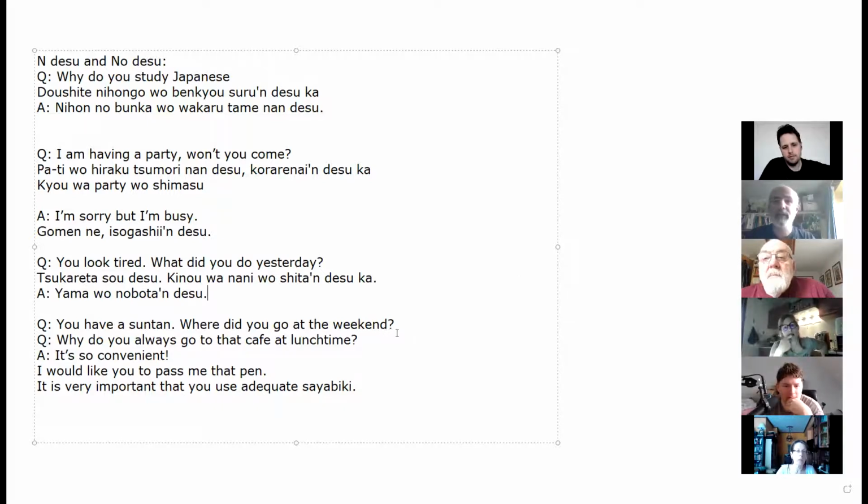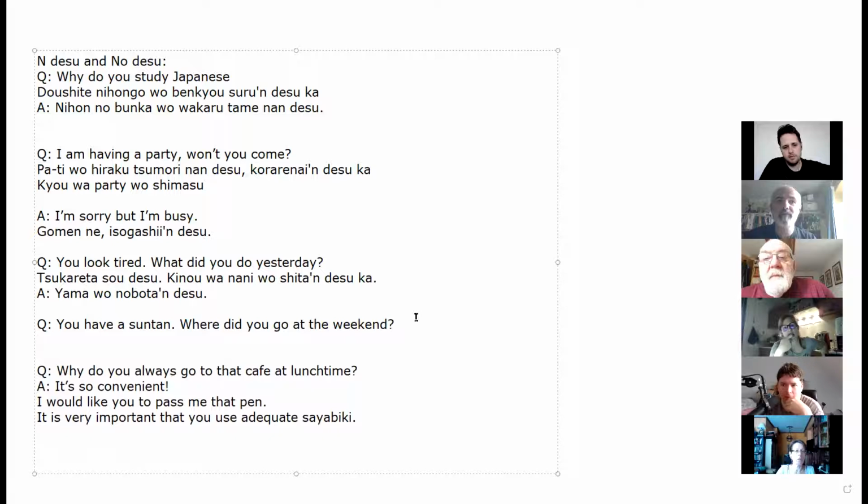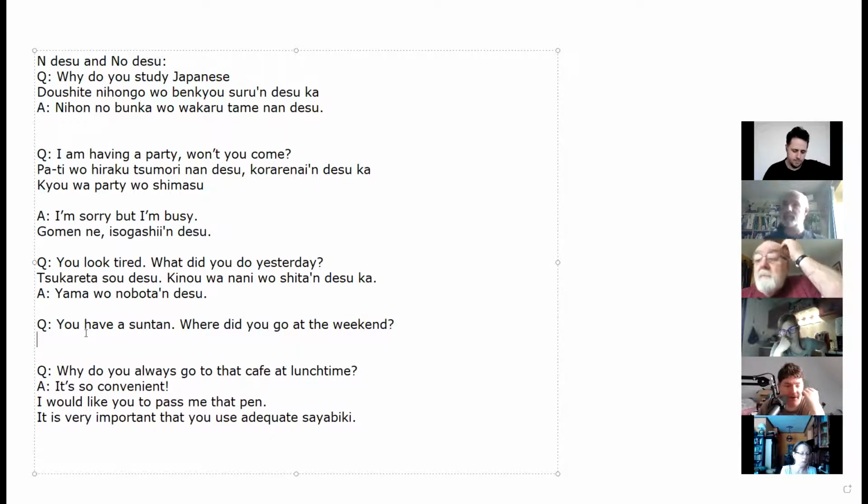David, to Sophie: you have a suntan. Where did you go at the weekend? So again, David, let's make this as factual and this is a contextual question. What's suntan? Hiyake, which is also the same as sunburn, actually. So you just have to use context to define the difference. Hiyake ga arimashita. Not arimashita, but you still have one. Arimasu. Good.